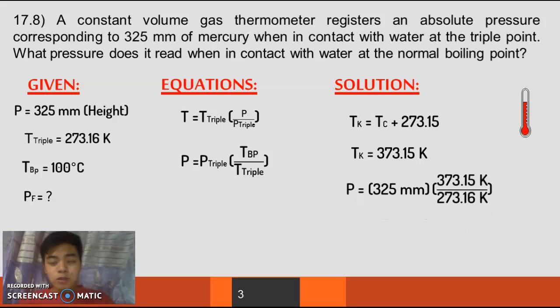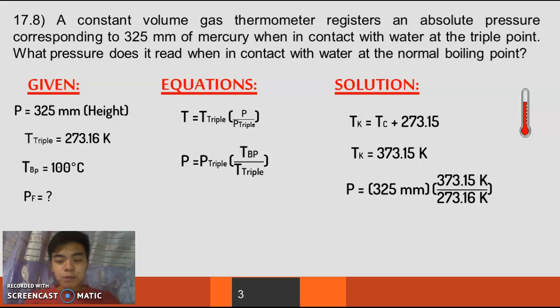So the pressure is now equal to 325 millimeters multiplied by the temperature of the boiling point, which is 373.15 Kelvin, all over 273.16 Kelvin. The pressure will be equal to 443.17 millimeters.